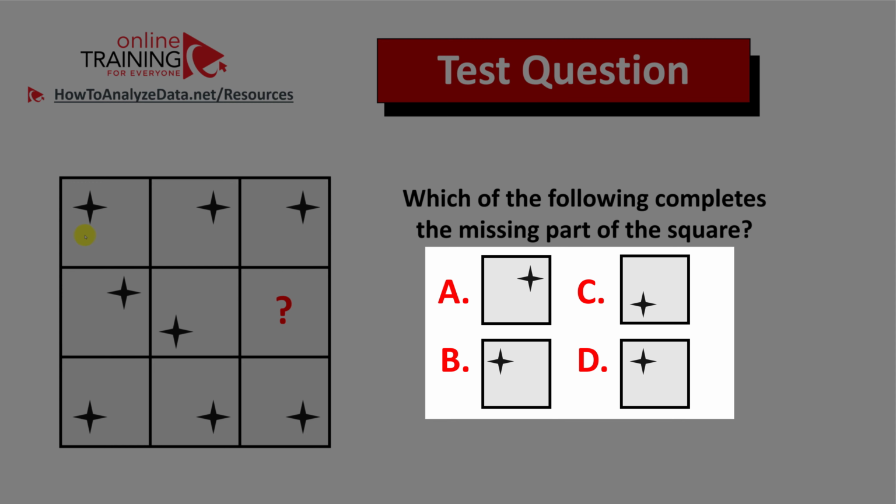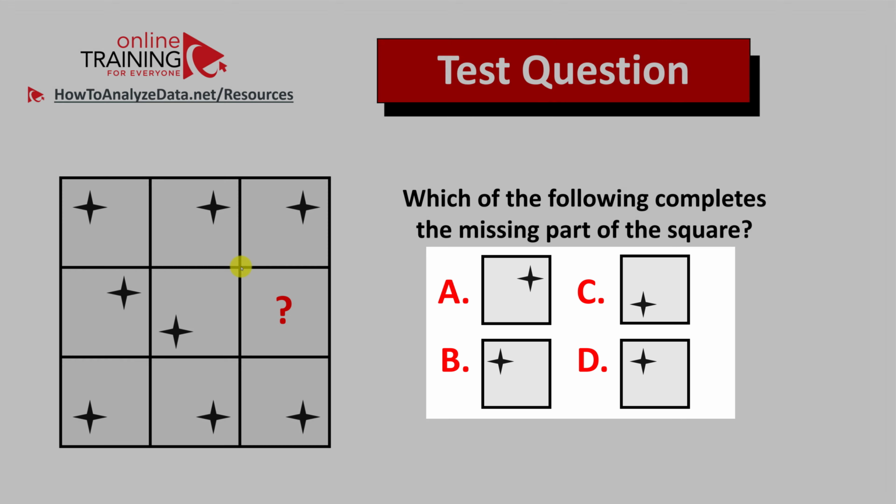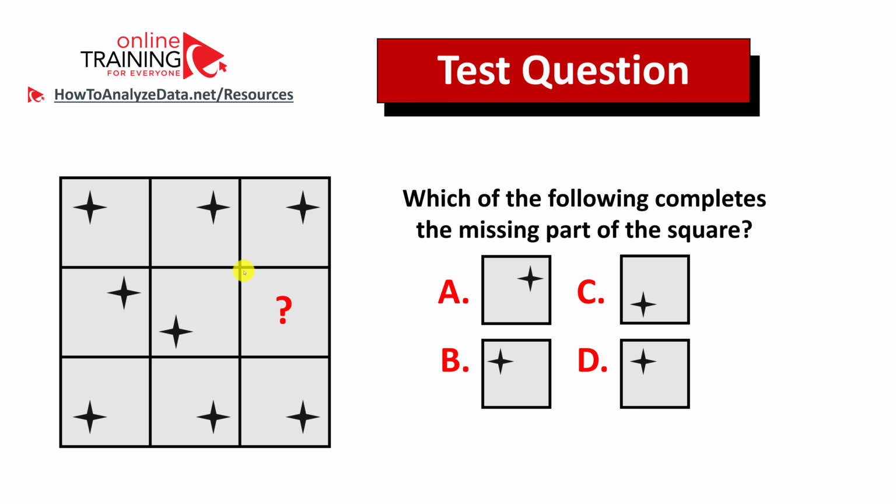There are 4 different choices. Choice A, B, C, and D. And there is a missing box which is highlighted with the question mark in the 3 by 3 square. Do you know the answer? Now might be a good time to pause this video to try to solve this challenge on your own.